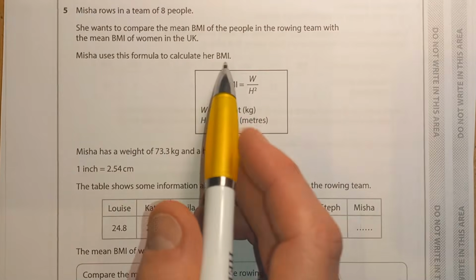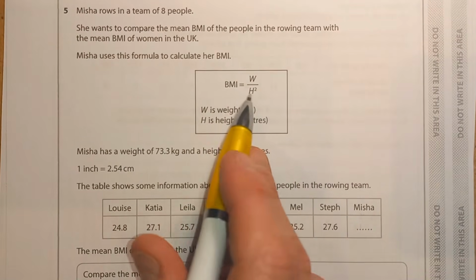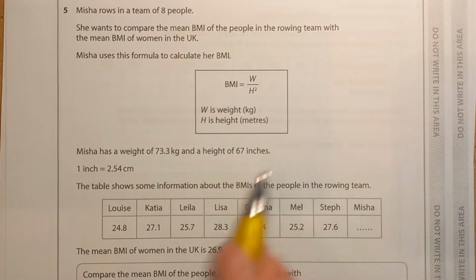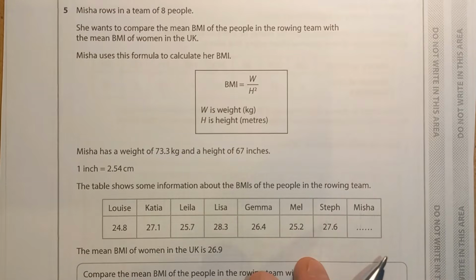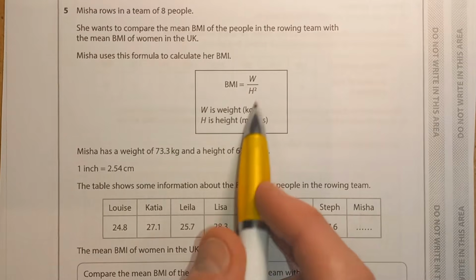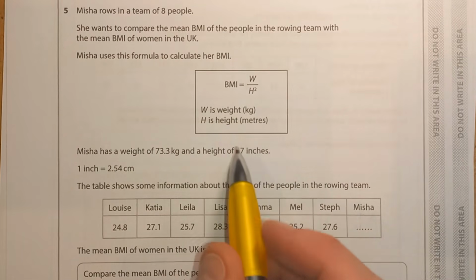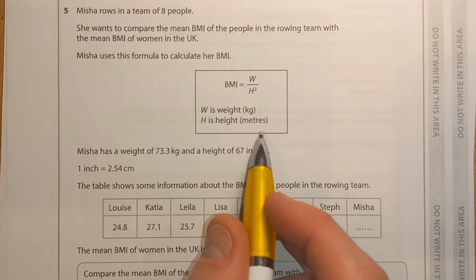So this is another one where if you don't know what BMI is, doesn't matter. They've given us a formula for working it out. So I'm not even going to mention what it is because it's irrelevant, okay? If you do know, excellent, but you don't need to know what it is. So we've got BMI equals W divided by H squared, where W is weight in kilograms and H is height in meters.